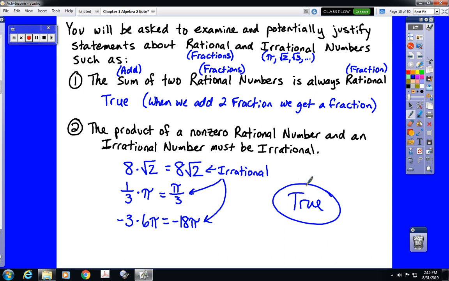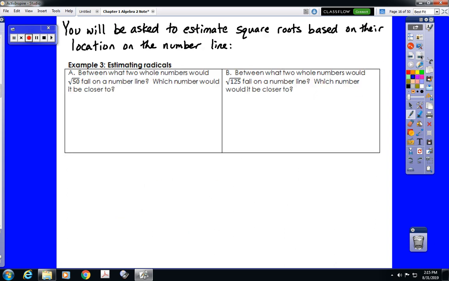There are two other skills you should be coming in with based on rational numbers. The first is you should be able to place a square root on the number line. You should be able to estimate where they fall between what two integers on the number line. So it says between what two whole numbers would the square root of 50 fall on the number line. So here's how we do this.